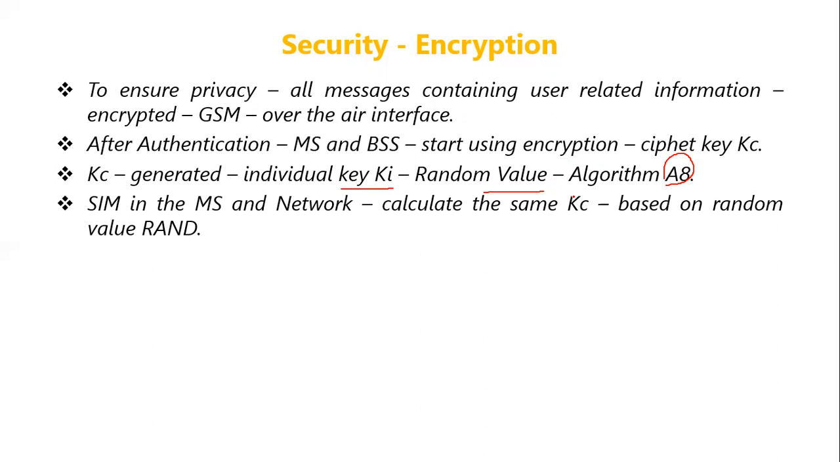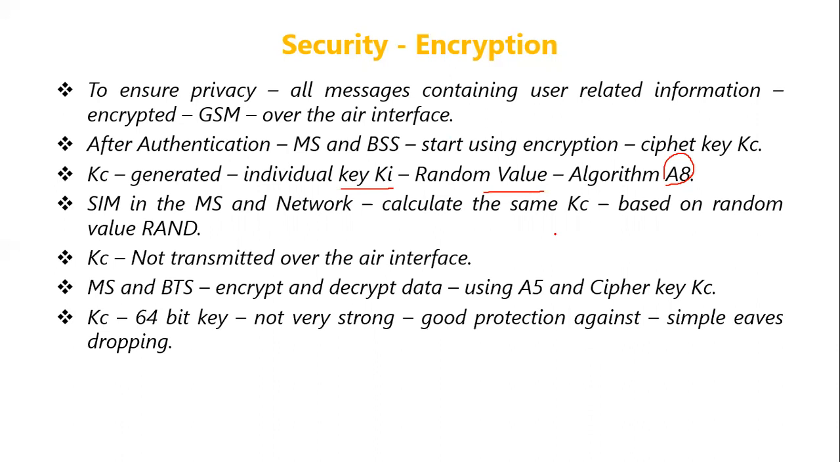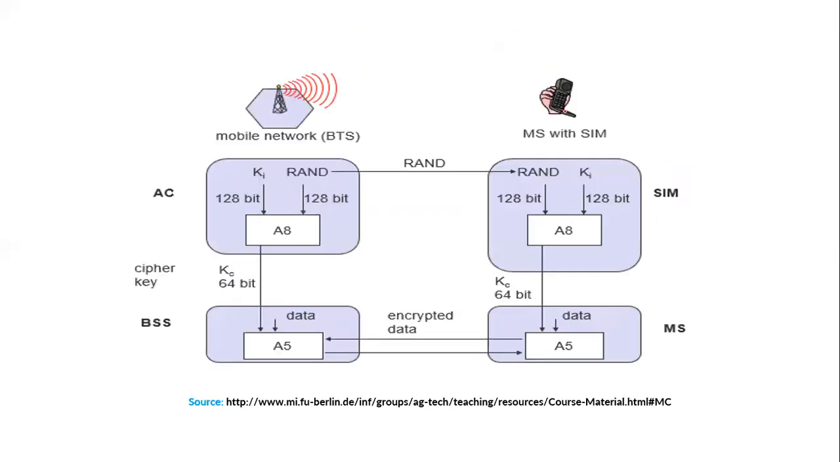Okay, the Kc, that is the cipher key, will not be transmitted over the air interface. Kc will not be transmitted over the air interface, but MS and BTS can now encrypt and decrypt the data using the algorithm because they have got the same key, as they are sharing the random numbers. Okay, so let us try to understand this with the particular diagram. So here is the diagram.